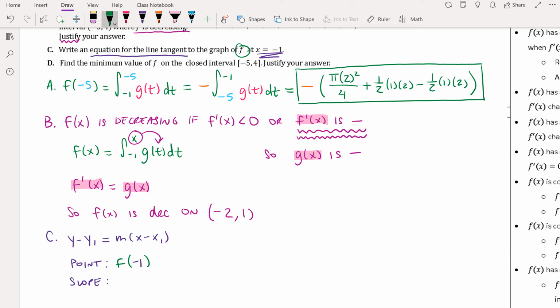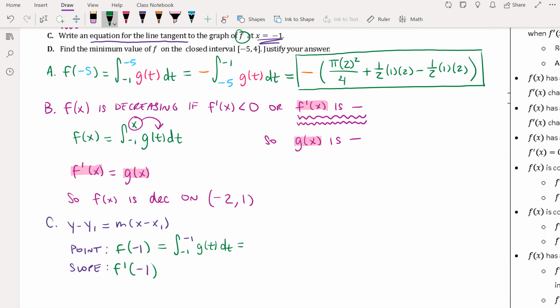And then to find our slope, we're going to have to find f prime of negative 1. Cool. Now we have f of x right here. Remember, f of x is right here. So f of negative 1 would just mean plug in negative 1 for the x. So we get the integral from negative 1 to negative 1 of g of t with respect to t, which would equal the integral from the same to the same. That's going to equal 0. So that integral equals 0. So let me put that here.